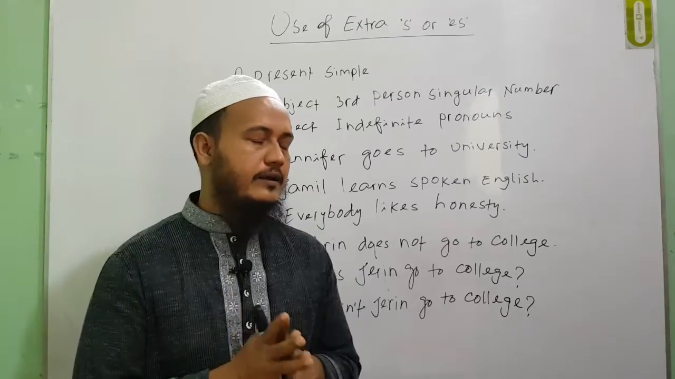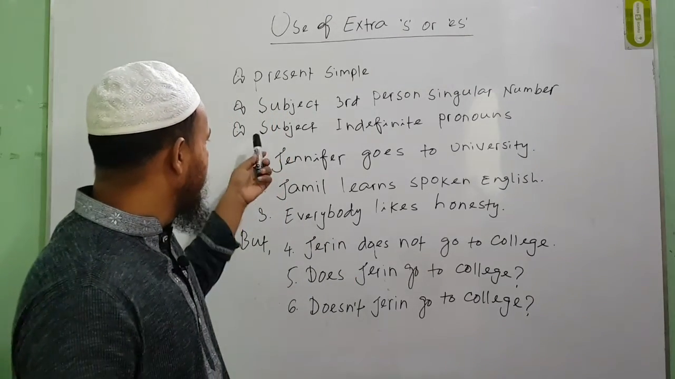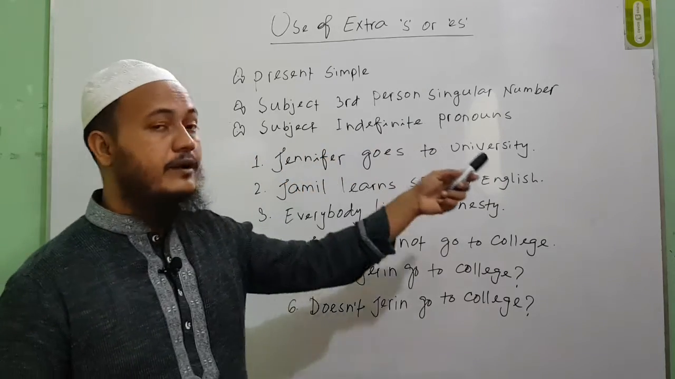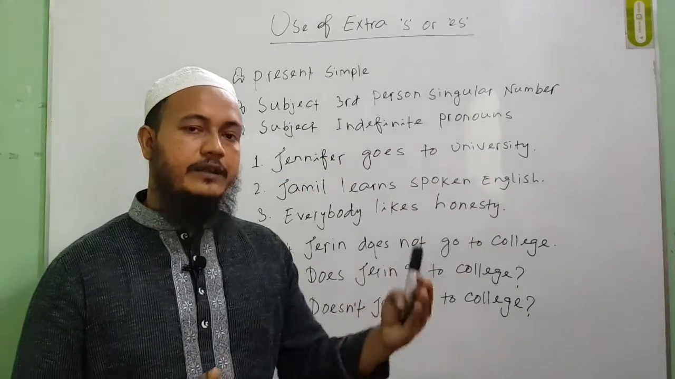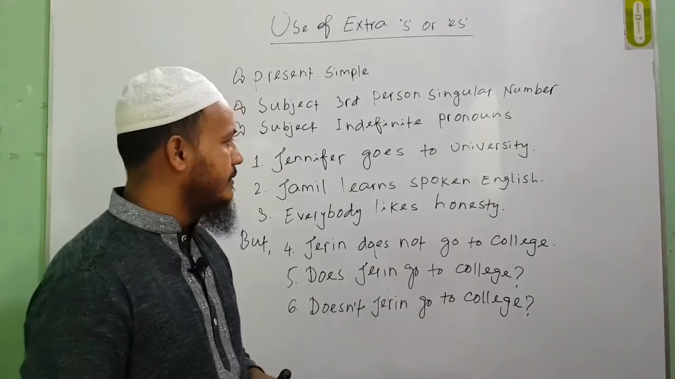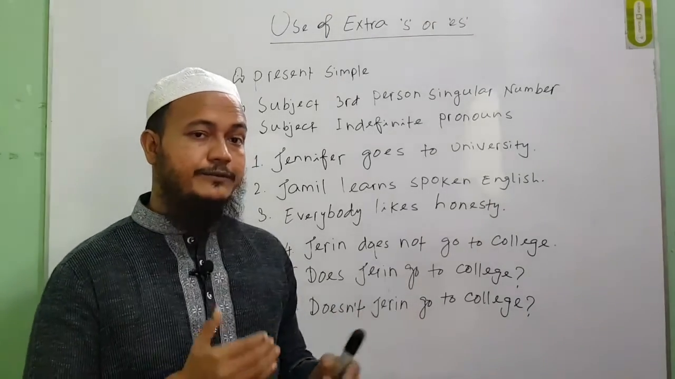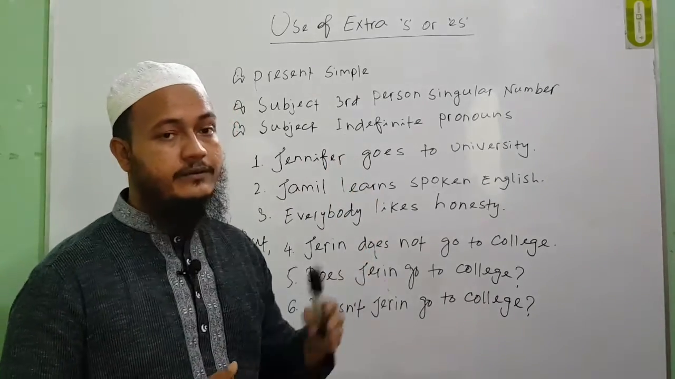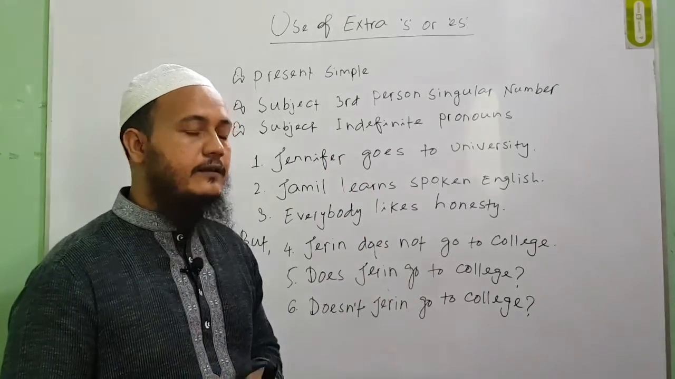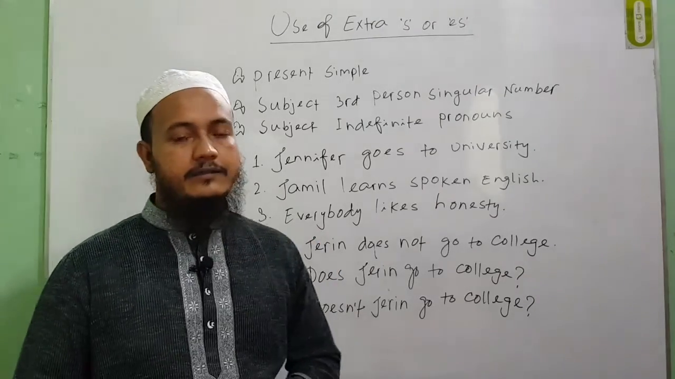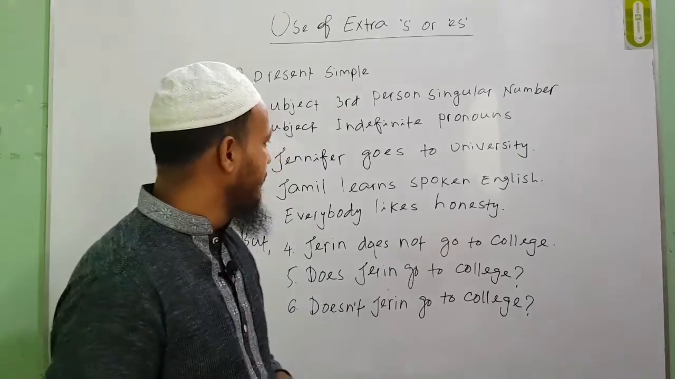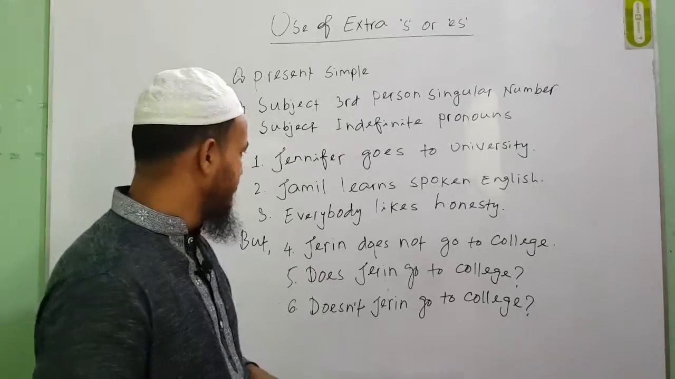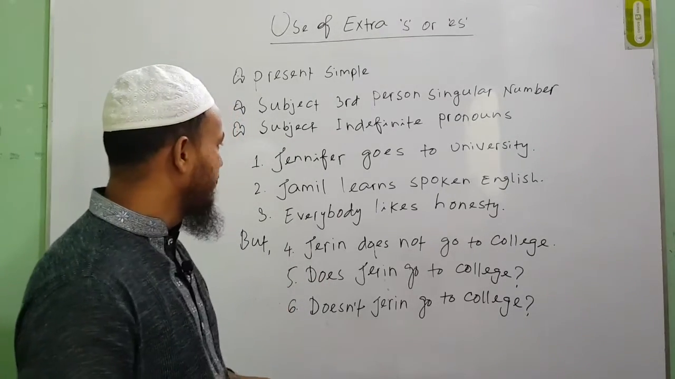Is that clear? Okay. And another thing: if your subject is an indefinite pronoun like everybody, everyone, someone, if you see this kind of pronouns in your sentence, you will have to use extra s or es with the main verb. I have just some examples for you here. Let's look at the examples to make it clear.